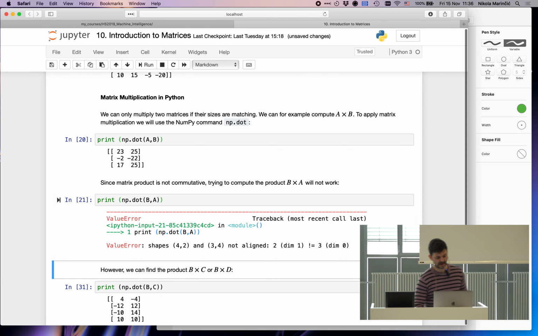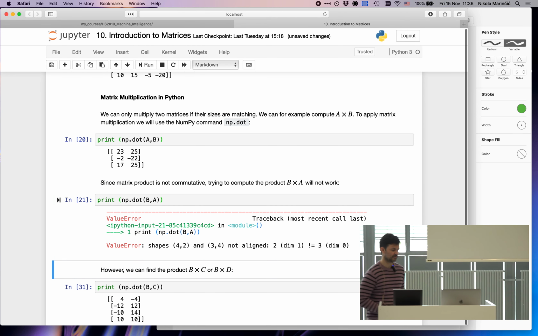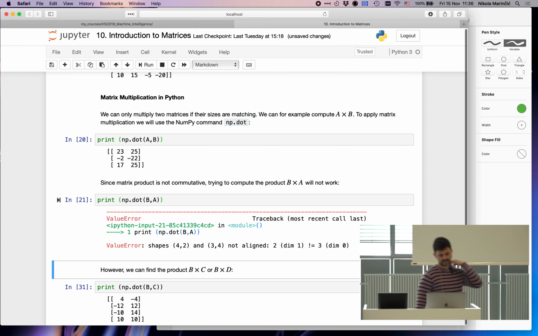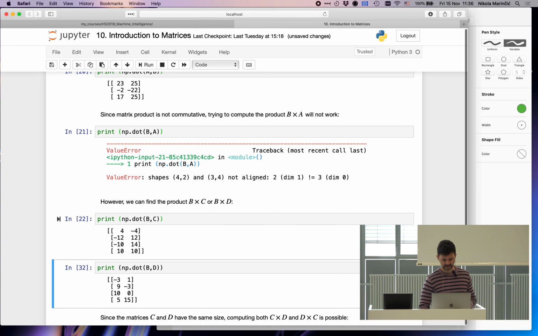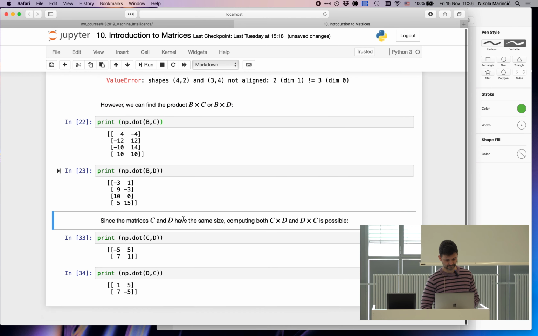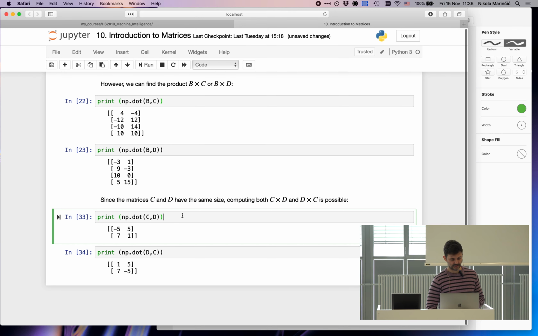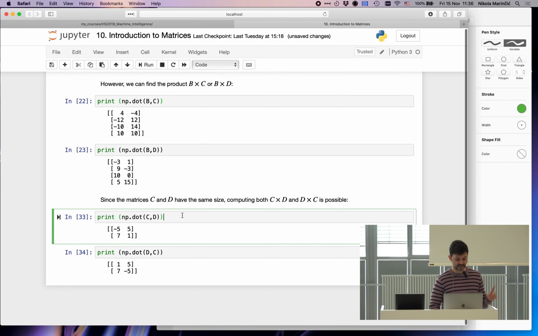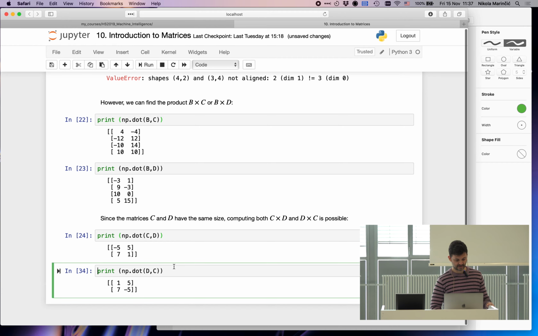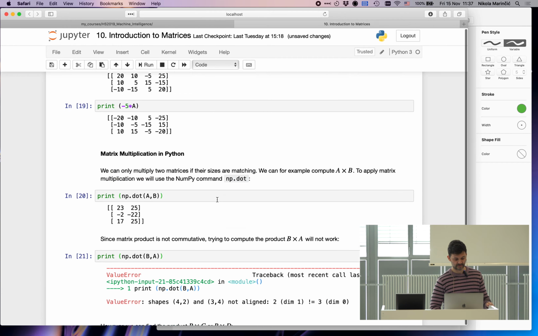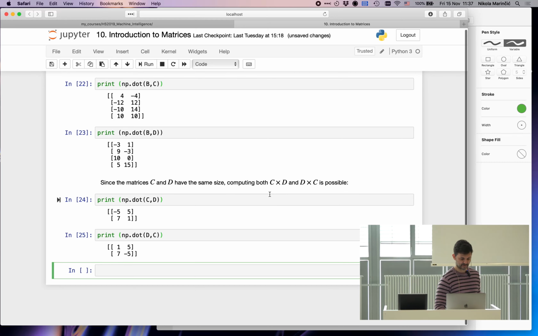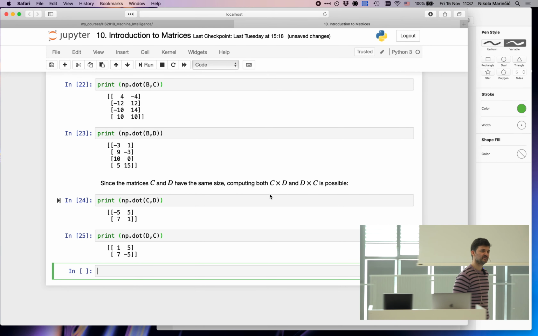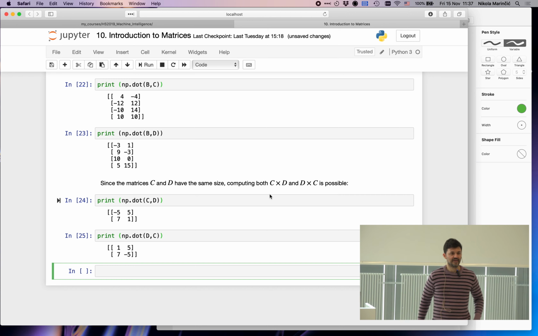But as I told you, I cannot matrix multiply B with A, because they are incompatible sizes. But I can do B times C, I can do B times D, and if the matrices are the same size, or if they are square, for example C and D, then I can do both. I can do C and D, and I can do D and C, you see? If they are square matrices, which means they have the same number of columns and rows, then this is possible to do.